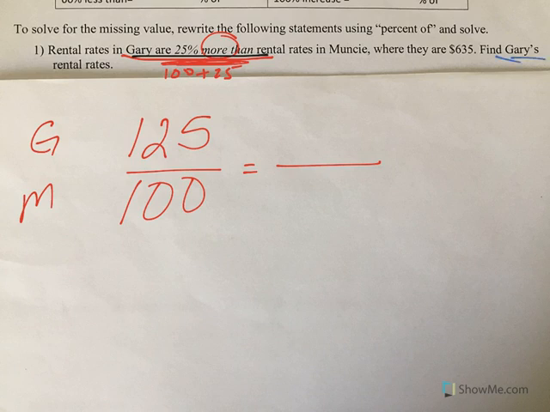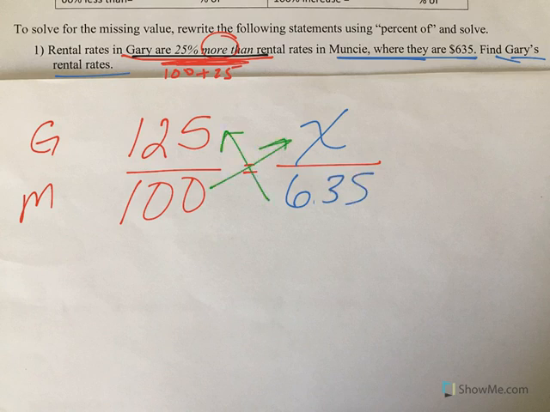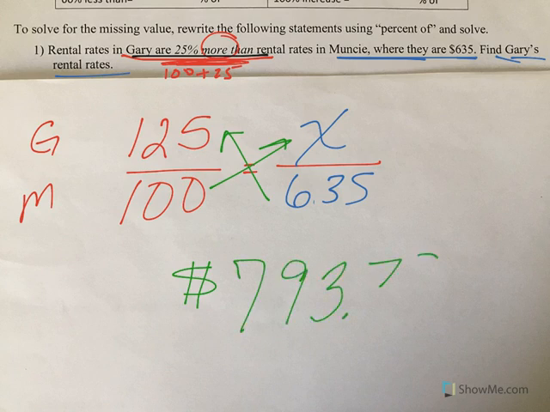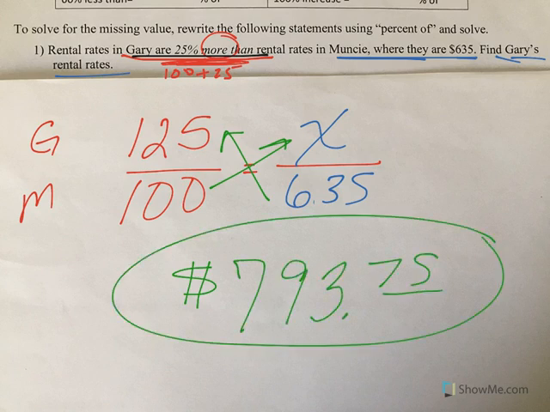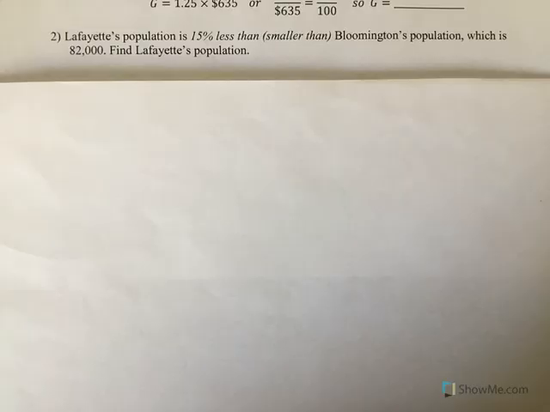So now we're finding Gary's rental rates. So X is on the top, and Muncie's rental rates are 635. So we solve the proportion like any other time. We cross multiply, and we can then see that Gary's rental rates are $793.75. More. Right? Go back and say, okay, Gary is more than Muncie. 793 is more than 635, so that works.